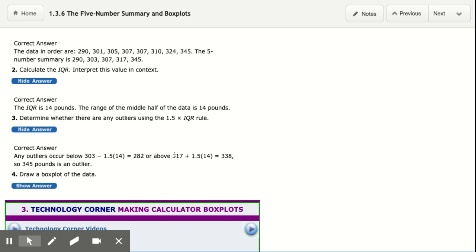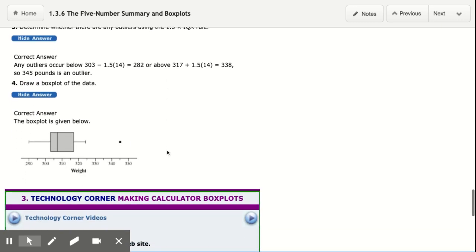So we have to check the other end. We take 317 plus 1.5 times 14, and we get 338. Here's the issue. 338 is as far as we can go before we get outside of what we really consider to fit the data. And this 345 right here, that is too big. That's farther than 338, and that's why 345 is considered an outlier in this situation.